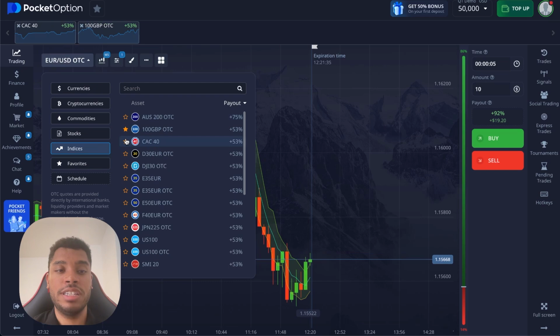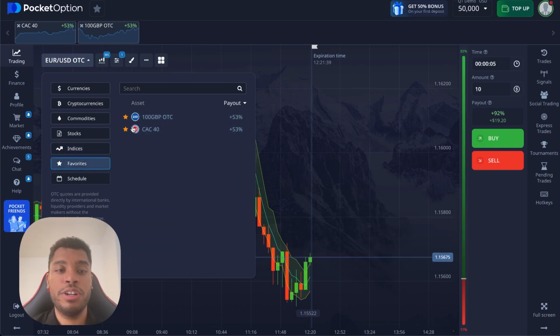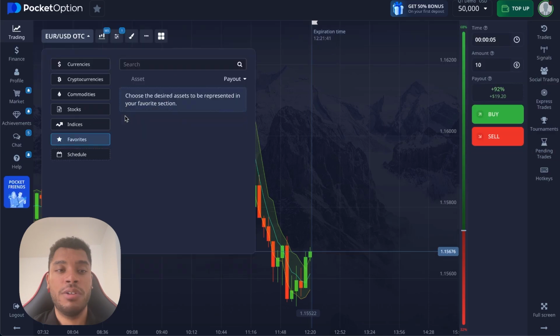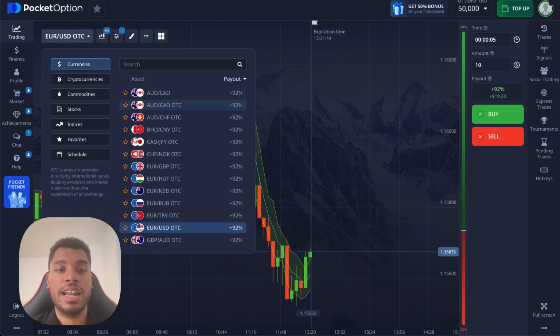In fact, as you can see, if I click on them, they're gonna get added here at the top, and also if I go here on favorites, they're also gonna appear here. But now let's remove them. So as you can see, there are a lot of different pairs that you can trade, and it's important to notice that most of the currency pairs are going to be over the counter.